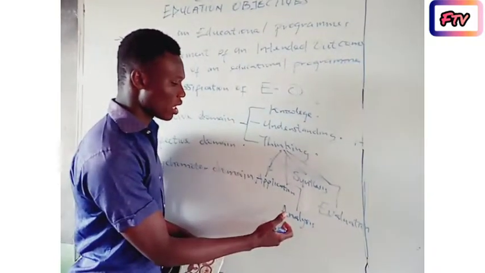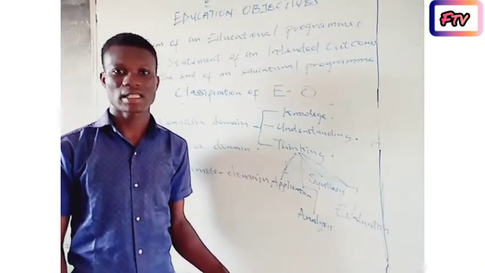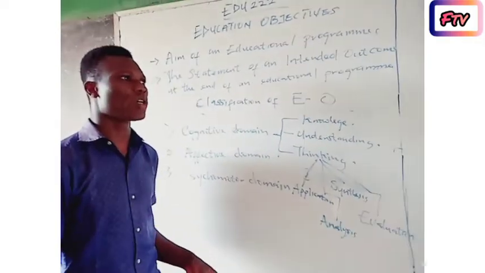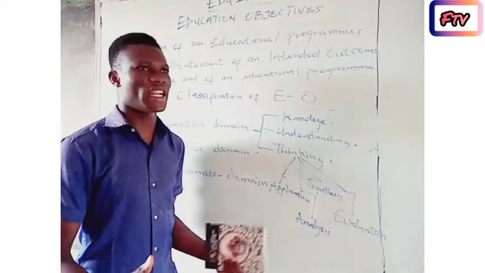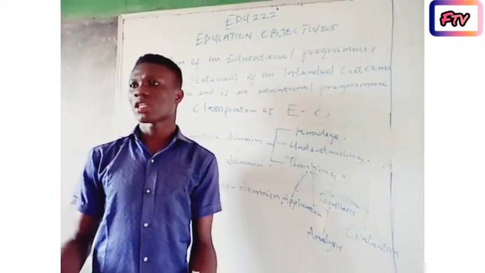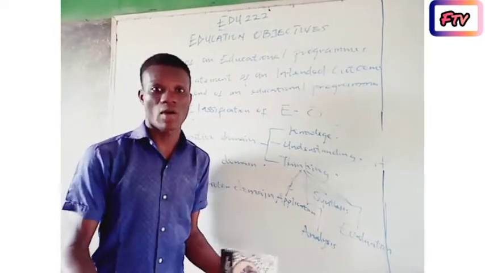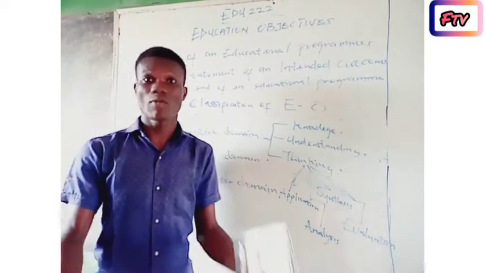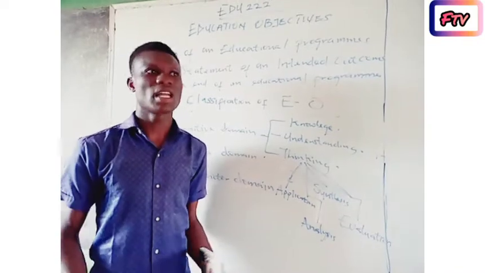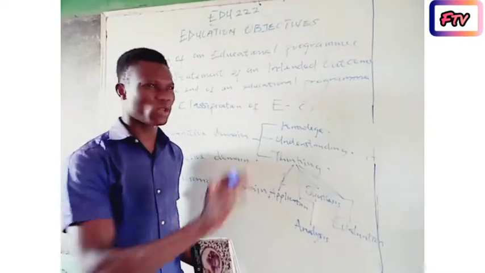A student must be able to apply what he has been taught to his natural environment, to his immediate environment. And now the next one is the analysis. Analysis just simply means what? Now let me give you an example. Now a teacher taught what is a noun. A noun is just the name of any person, animal, place, or thing. Now the student must be able to analyze what a noun is.